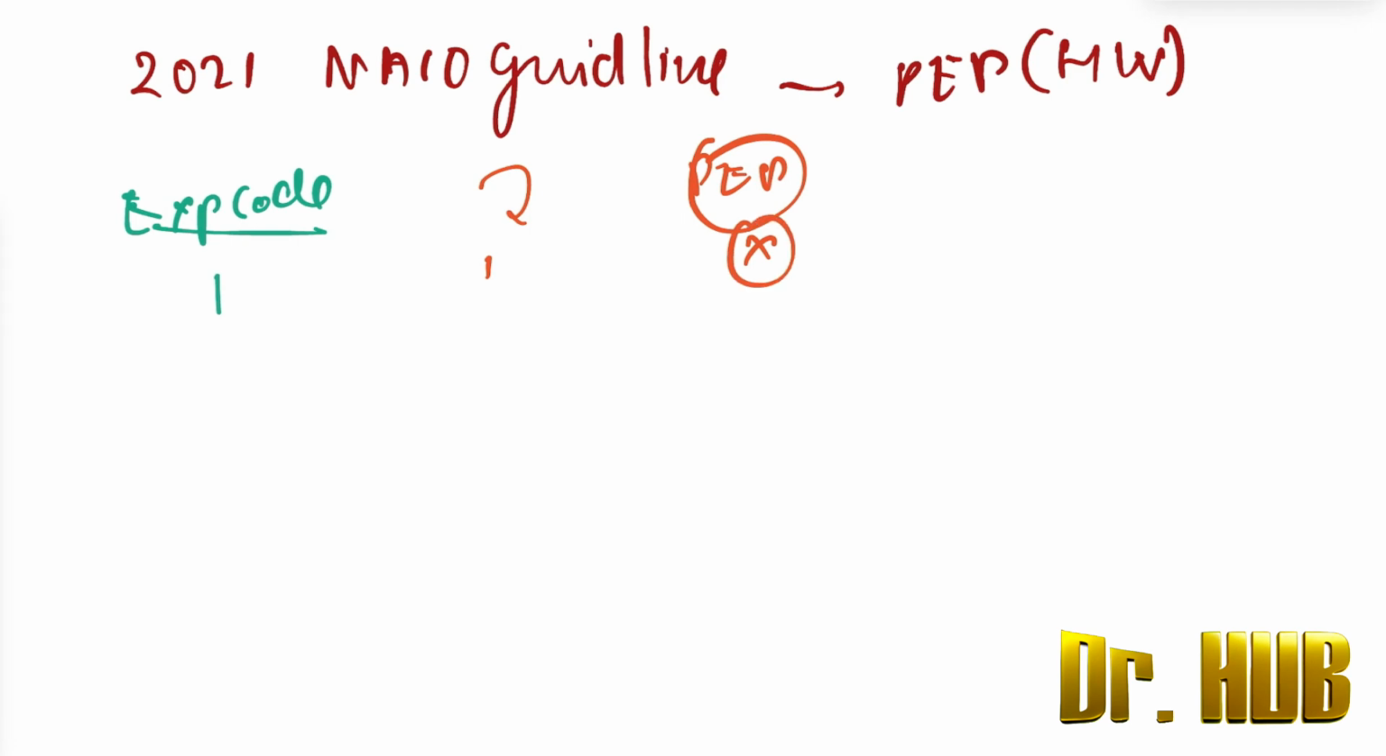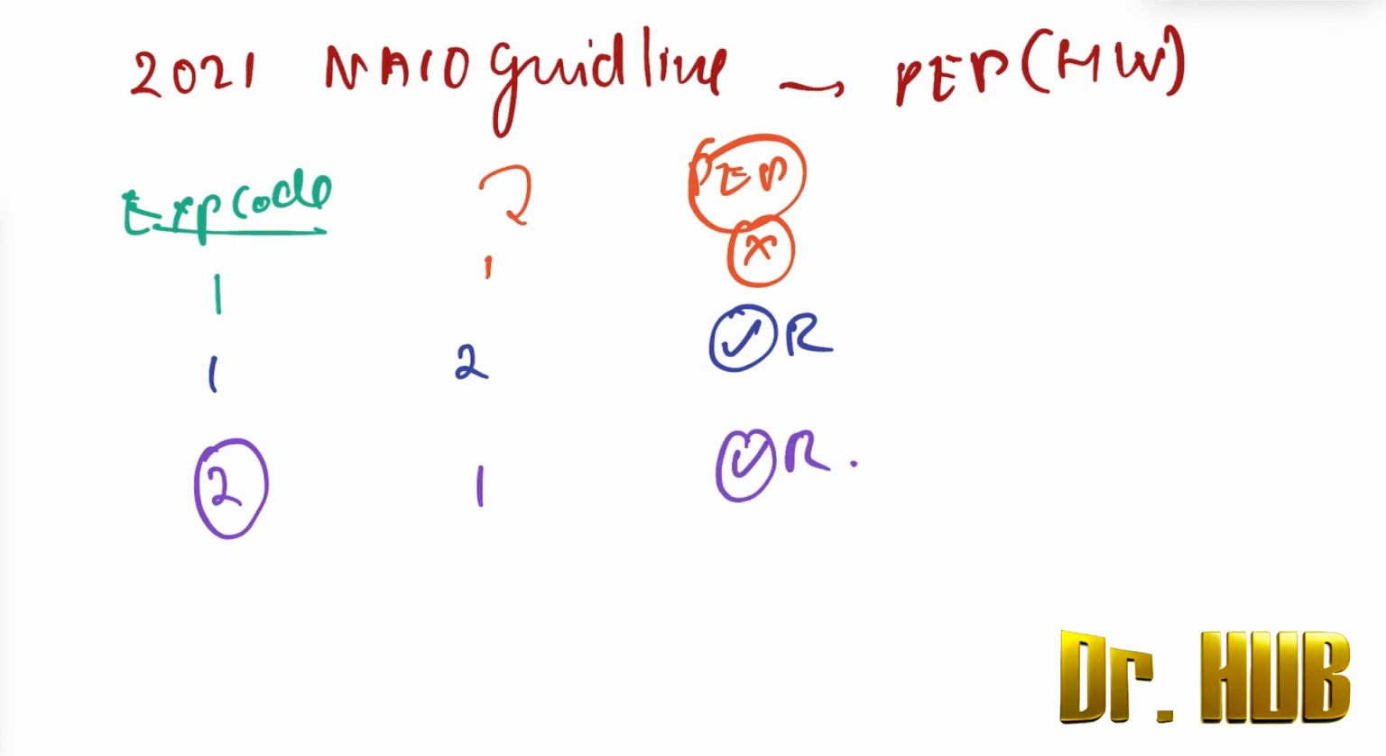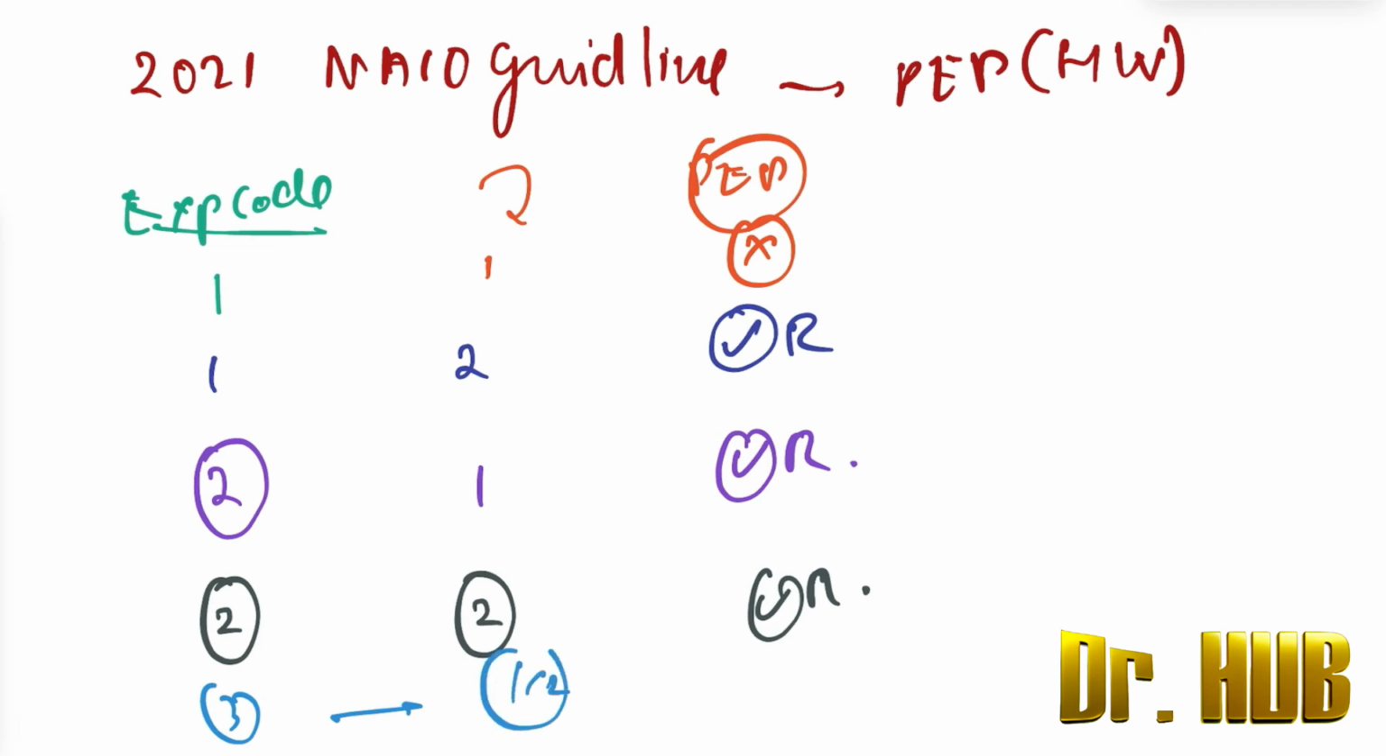Next, exposure code 1 and HIV source code 2: the PEP recommendation is yes, it is recommended. Next, exposure code 2 and HIV source code 1: PEP is recommended. Then exposure code 2 with HIV source code 2: again it is recommended. Then when we look at 3 and the HIV source being 1, here it is again recommended.